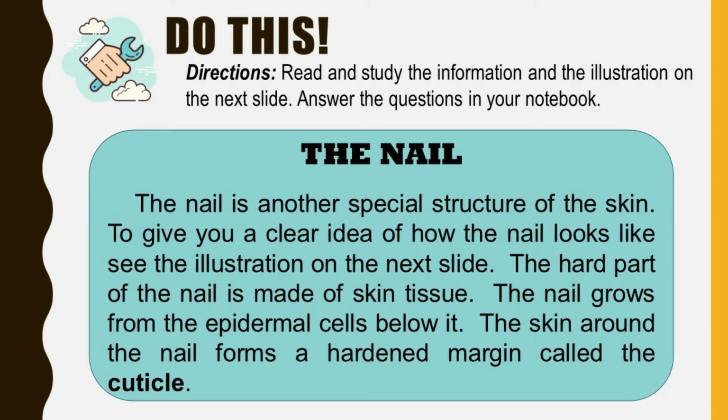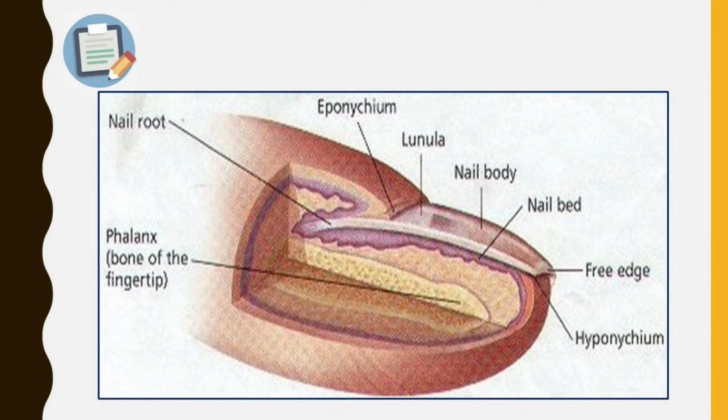The nail. The nail is another special structure of the skin. To give you a clear idea of how the nail looks, you can see the illustration on the next slide. The hard part of the nail is made of skin tissue. The nail grows from the epidermal cells below it. The skin around the nail forms a hardened margin called the cuticle. This is an illustration of the nail. You can pause this video for a while so that you can carefully study the parts of the nail.